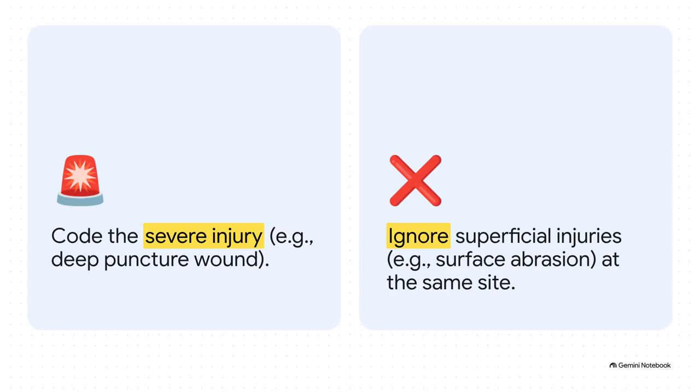Think about it. If a patient has a deep puncture wound to their right knee, and they also have some minor surface abrasions on that exact same right knee, the guidelines mandate that you completely ignore the abrasions. You only code the deep puncture wound. The same logic holds true if a primary injury results in minor damage to peripheral nerves or blood vessels. Code the main injury first, then add your secondary codes for the nerve damage.